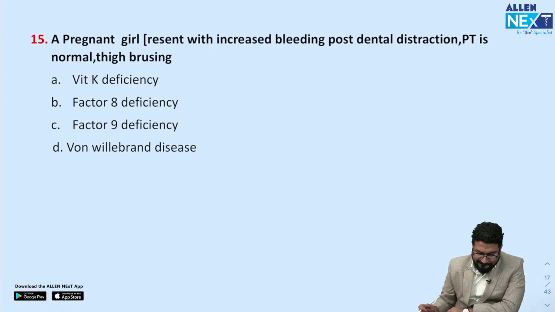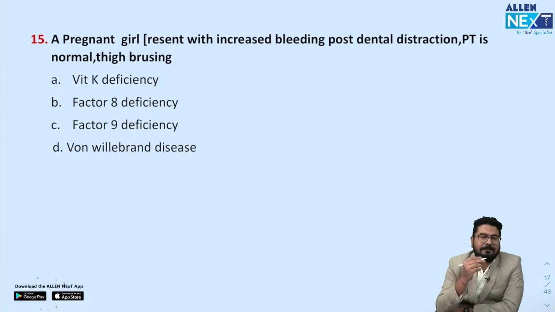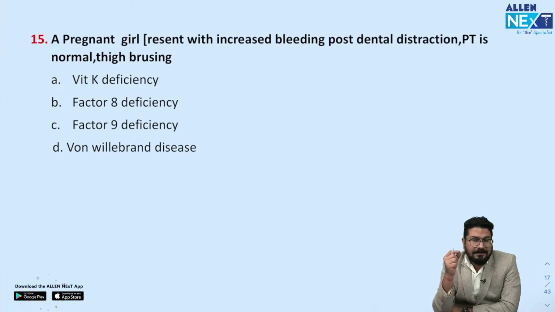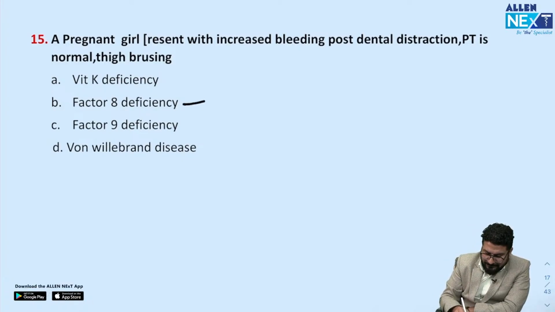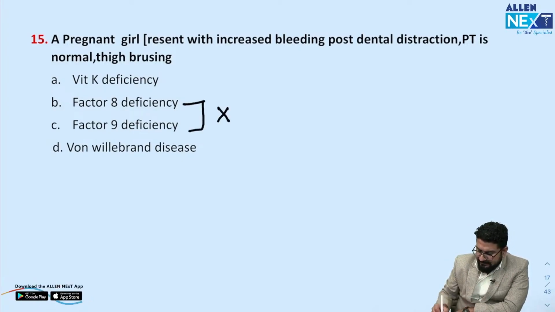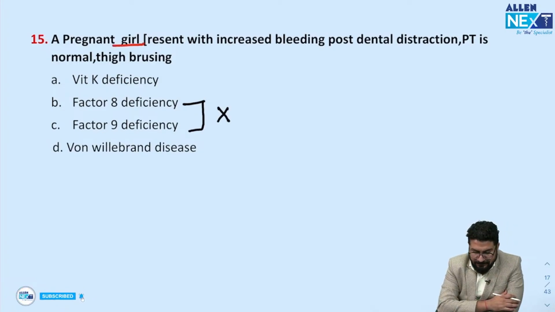Moving to next one. Pregnant girl with increased bleeding post dental extraction, PT is normal, and there is thigh bruising. So just try to understand this. Whenever we talk about a primary platelet disorder, remember this will affect your bleeding time. But in disorder of clotting factor, you will see PT, APTT will be affected. So factor 9 and factor 8 are ruled out. Why? Because the question is mentioning girl. Am I clear?